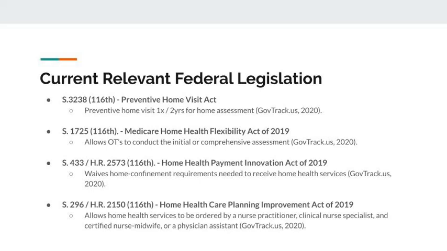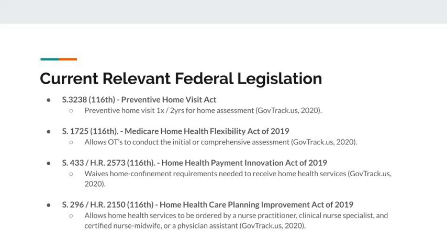So basically, they would be taking part of our jobs, which could be a concern, but we'll see. The third one is the Home Health Payment Innovation Act, which waives home confinement requirements needed to receive home health services and alters payment methodology of behavioral assumptions regarding units of payment and case mix adjustment factors. So basically, more people will be able to receive home health and concurrently receive it.